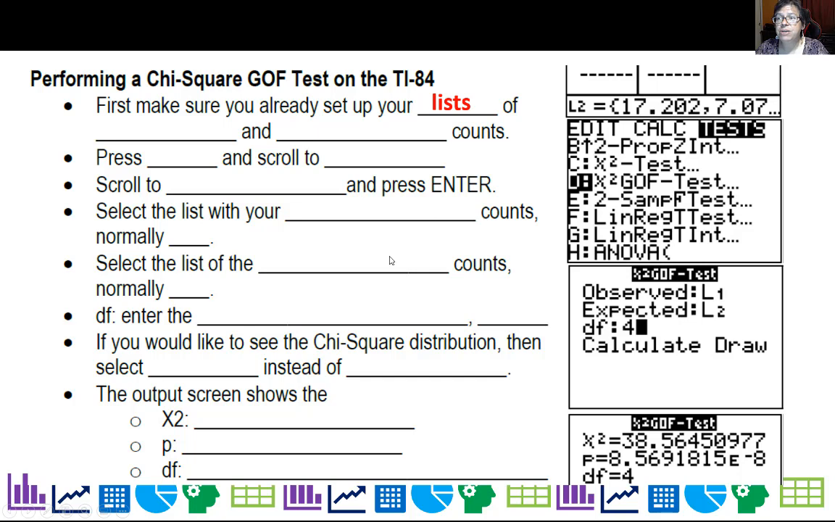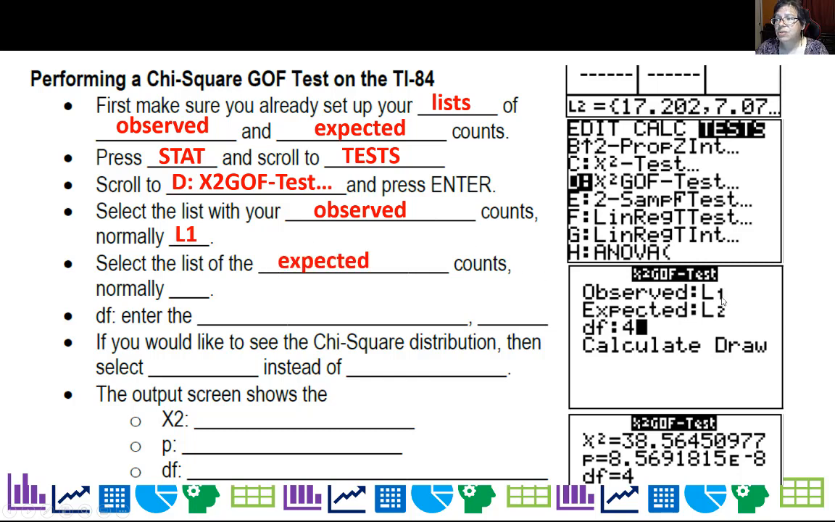Okay, now on the calculator, you can put in lists of data. First of all, you have to make sure you set up your list of observed and expected counts, all right? Then you're going to press Stat and scroll to Test. Scroll to Chi-Squared GOF Test. Notice how it says GOF, goodness of fit, and press Enter. Select the list with your observed counts, normally that's L1, and then select your list with your expected counts, typically L2.